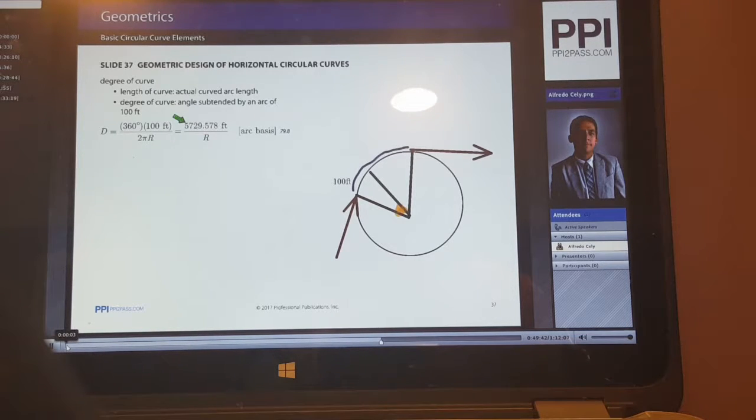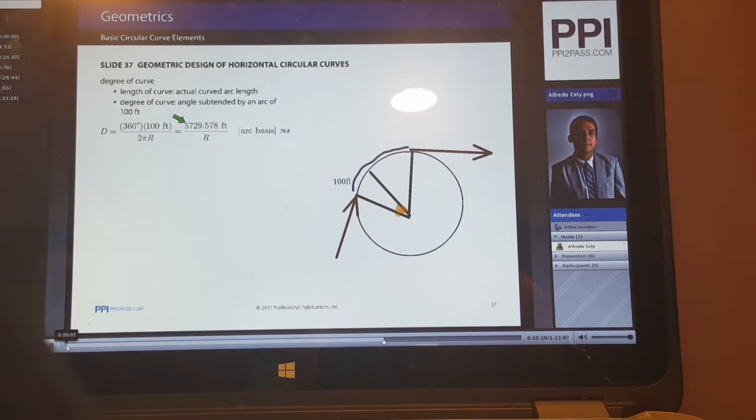So now you see the reason why the degree of curvature is based on 100 feet: because 100 feet means 1 station when you do transportation engineering. 100 feet equals 1 station. So it's almost like telling you the degree of curvature per each unit of length in the road, which is 1 station.